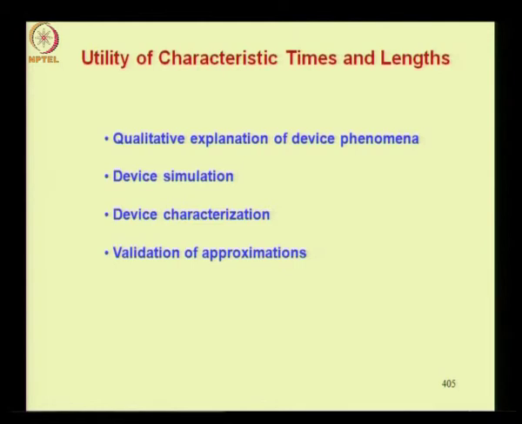Then we discussed at length the utility of characteristic times and lengths. Specifically, we considered 4 aspects: qualitative explanation of device phenomena, where the length and time scales are useful, device simulation, device characterization and validation of approximations. As far as qualitative explanation of device phenomena are concerned, we gave examples of PN junction operation, MOS junction operation and MOSFET operation, and showed how characteristic time and lengths are involved in the explanation.